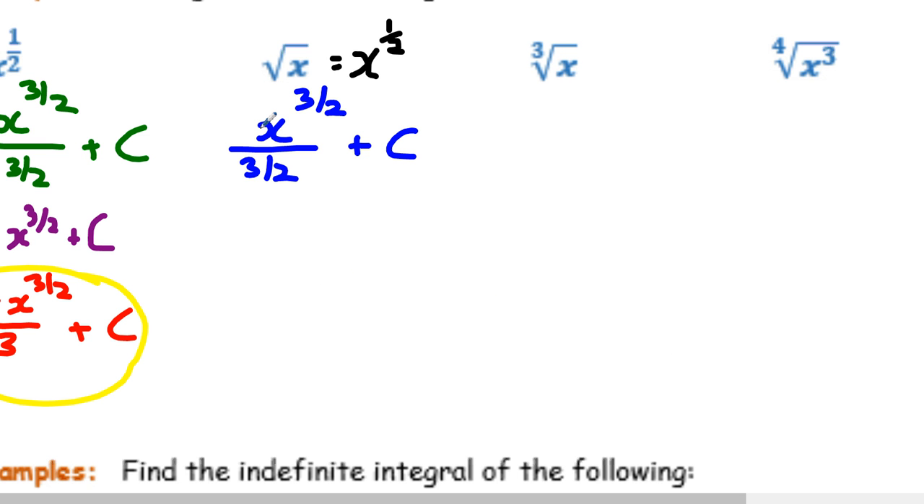Okay, so now dividing by 3 over 2 always is the same as multiplying by, or anyone can jump in? Yeah, times by 2 over 3. Dividing by 3 over 2 is the same as times 2 over 3. Okay, good.